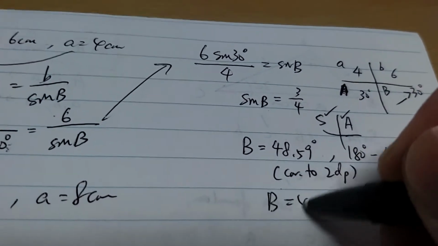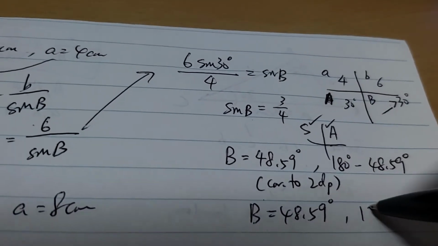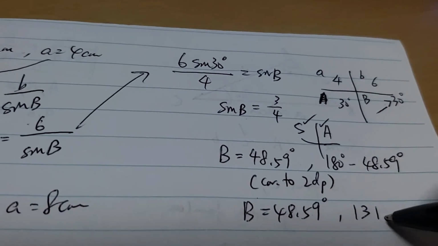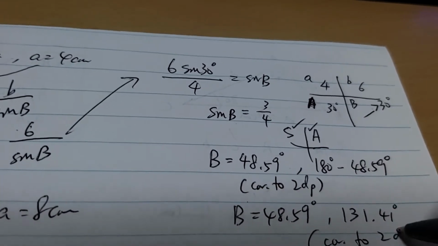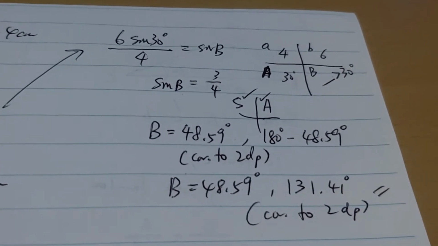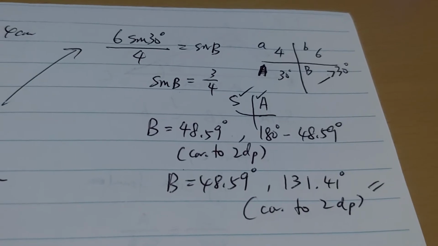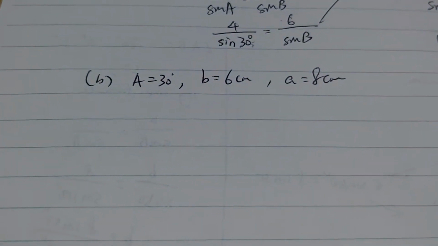So B is 48.59 and 131.41, correct to 2 dp. So these two answers are accepted. Okay, part B.